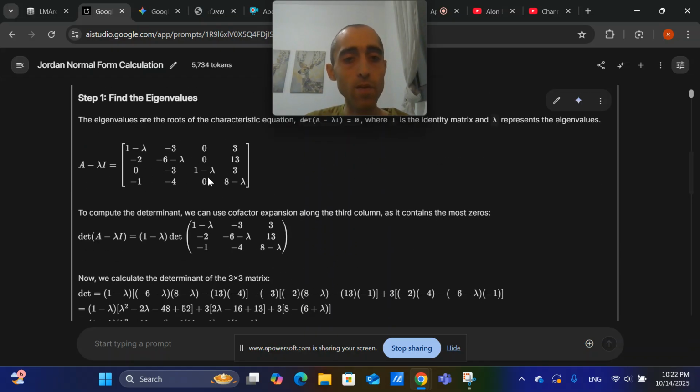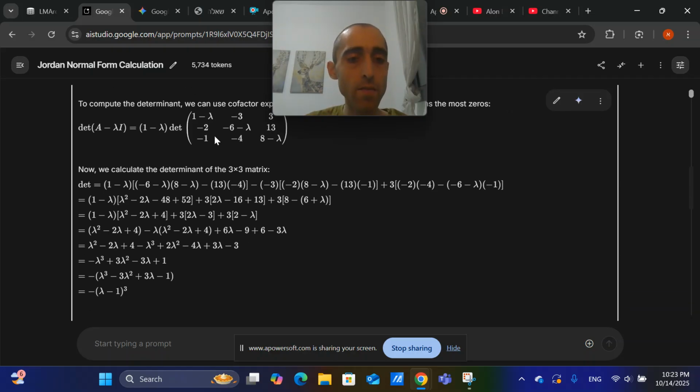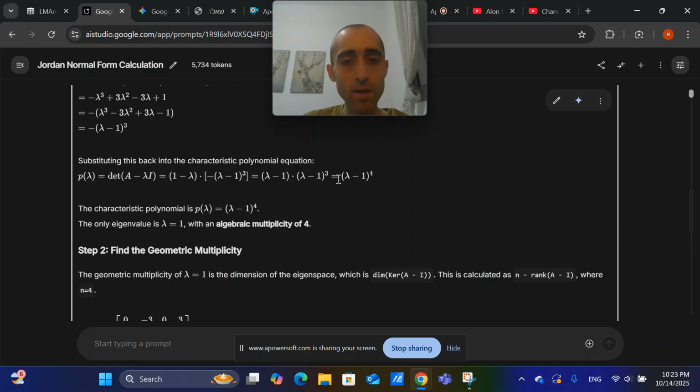Now let's take the determinant of this. We will open the determinant through the third column. It starts with a plus, so you can see plus minus plus. So it's 1 minus lambda times the determinant of all that is left except for the column and row of this 1 minus lambda. So this is the determinant that we need to calculate. We calculate this determinant and we get for the determinant of A minus lambda I, (lambda minus 1) to the power 4. So this is the characteristic polynomial.